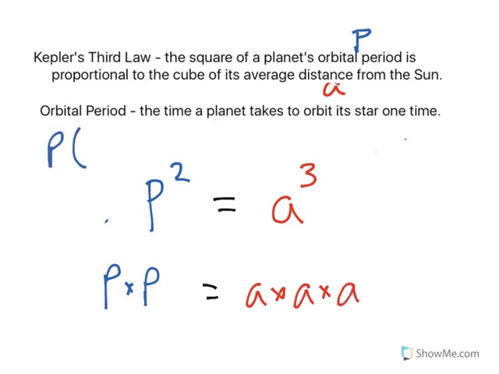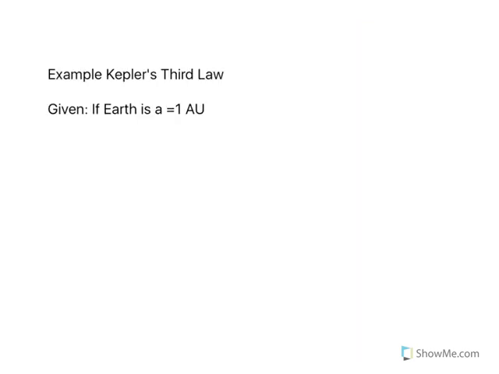Now P has to be expressed in the units of years, and A has to be expressed in the units of astronomical units. You cannot use any other units in this equation. Let's look at an example.